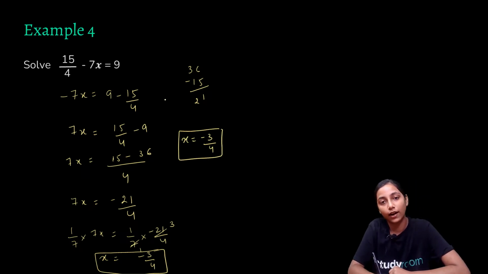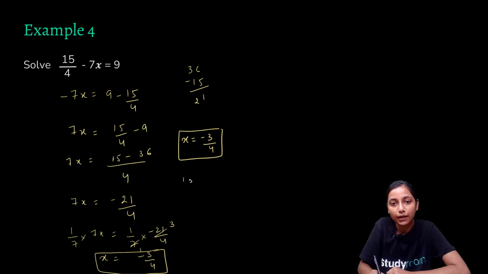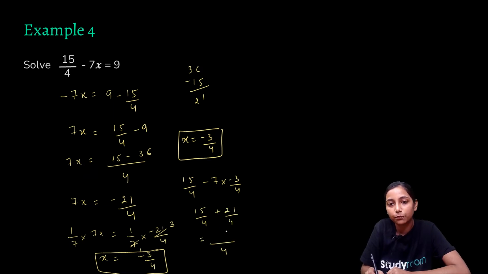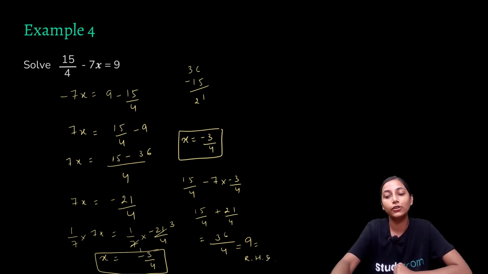In order to check your answer, you can just put the value of x here. That is, you can put x as minus 3 by 4 in the left hand side, and your answer is going to be 9. I'll just check it quickly. The left hand side is going to be 15 by 4 minus 7 into minus 3 by 4. Minus minus will be plus, so it will be 15 by 4 plus 21 by 4. That is going to be 36 by 4, and if you simplify it, you get 9. That is equal to the right hand side, and you have checked. So this was the solution of our example number 4.